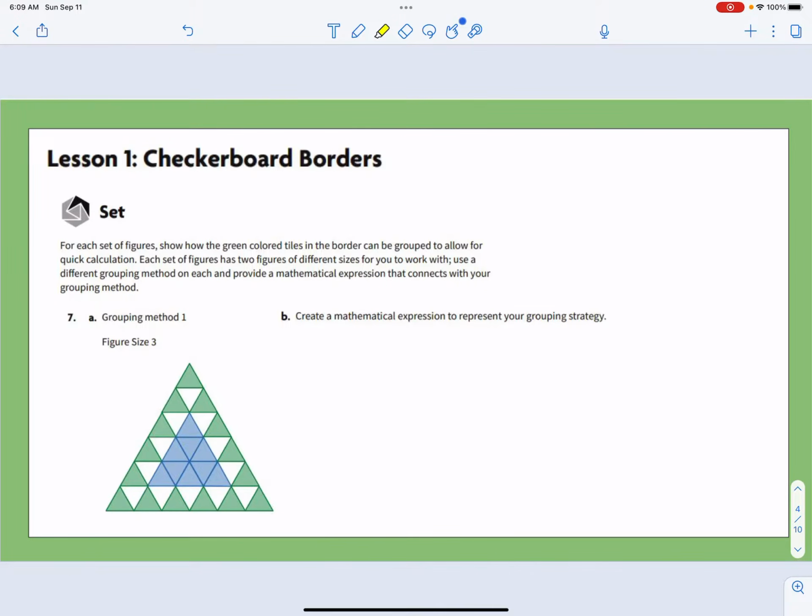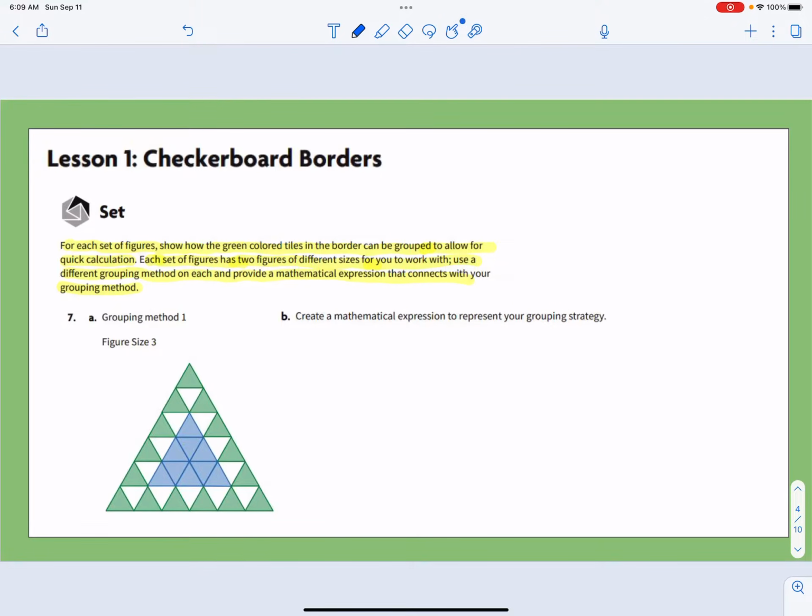Okay, so here we go. It says for each set of figures, show how the green colored tiles in the border can be grouped to allow for quick calculation. Each set of figures has two figures of different sizes for you to work with. Use different grouping methods on each, and provide a mathematical expression that connects with your grouping methods.